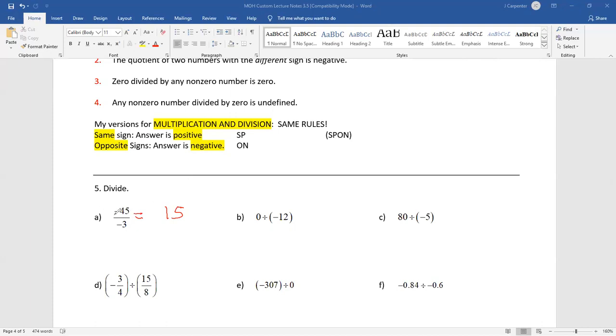Now we have two negatives. Two wrongs make a right, as we like to say for multiplication and division. They are the same sign, so the answer is positive. SP.